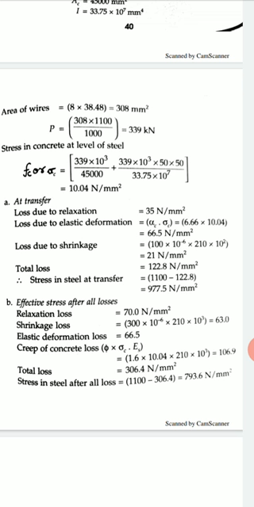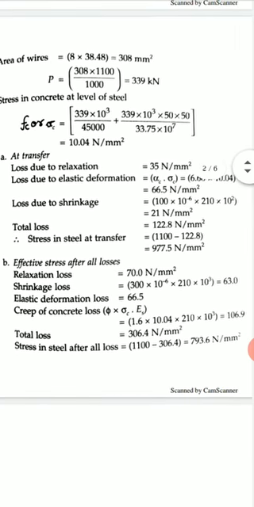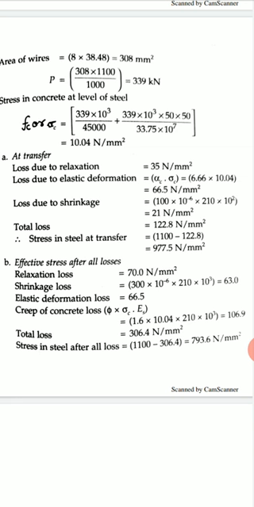Now, next comes your effective stresses after all the losses. That is, during working stress after a certain period of time, again we are estimating the losses. So here also all the losses will be there, which we have taken in the previous case, but values will differ depending on which loss we are considering. So first, relaxation loss, which is given, that is at a later stage it is 70. Initially it was 35, at the later stage it is 70.